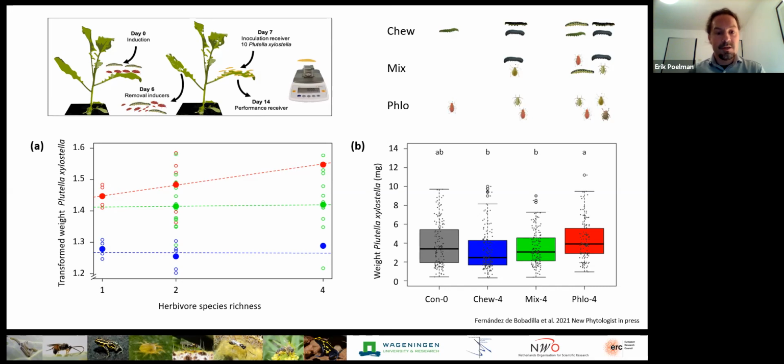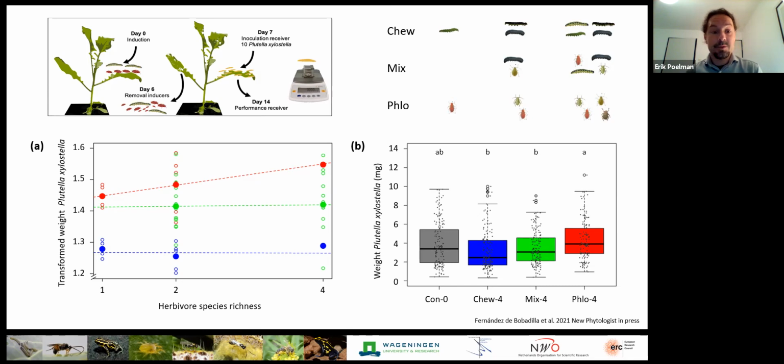And if you look at the graph at the lower left, you see basically that for caterpillars, for leaf chewers, the blue dots, you see that when the plant is attacked by 1 leaf chewer or 2 leaf chewers or 4 leaf chewers, it didn't matter too much how well it was resistant against yet another new leaf chewing species, the diamondback moth larvae.